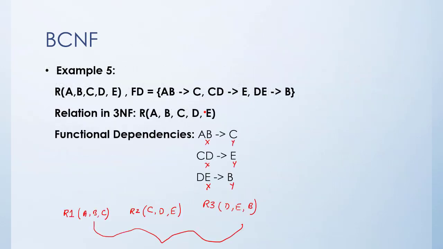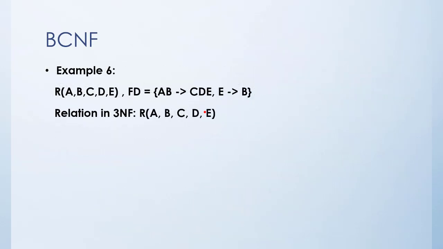Now, let us discuss: is it in 3NF or in BCNF or not? The functional dependency available over here is AB determines CDE. Let us break that into decomposed form: AB determines C, AB determines D, AB determines E, and E determines B.